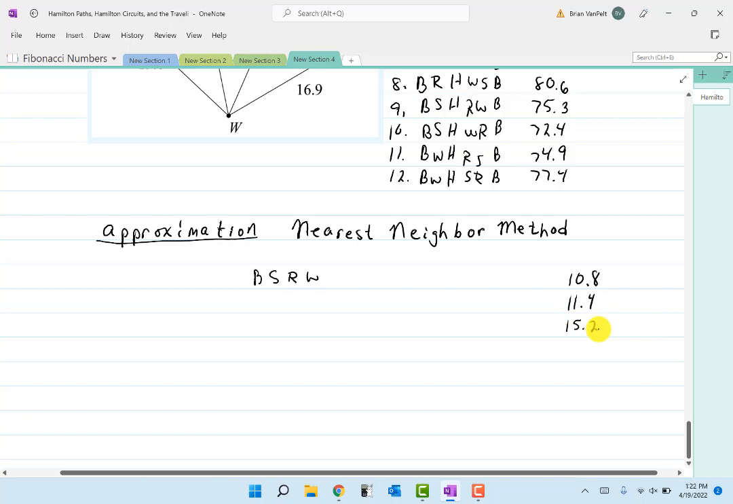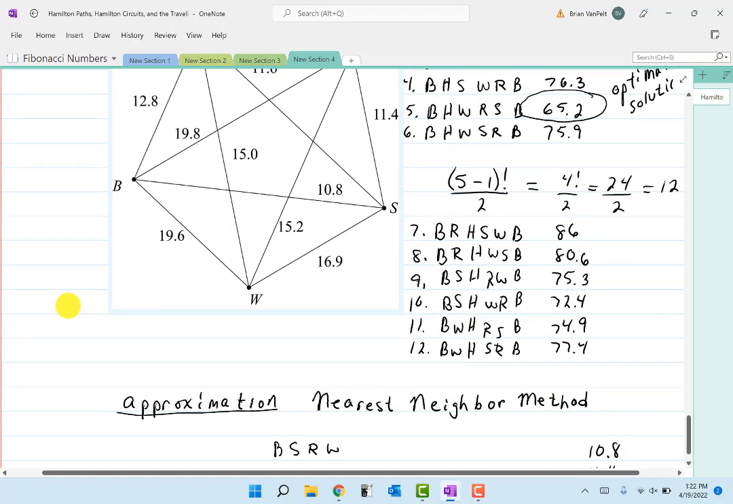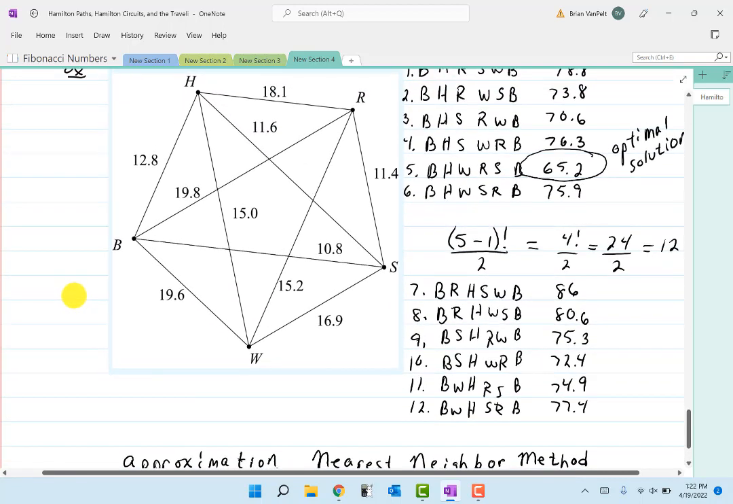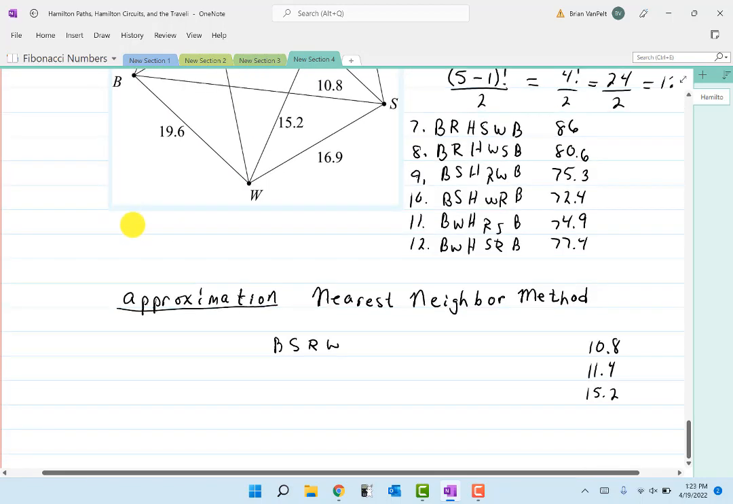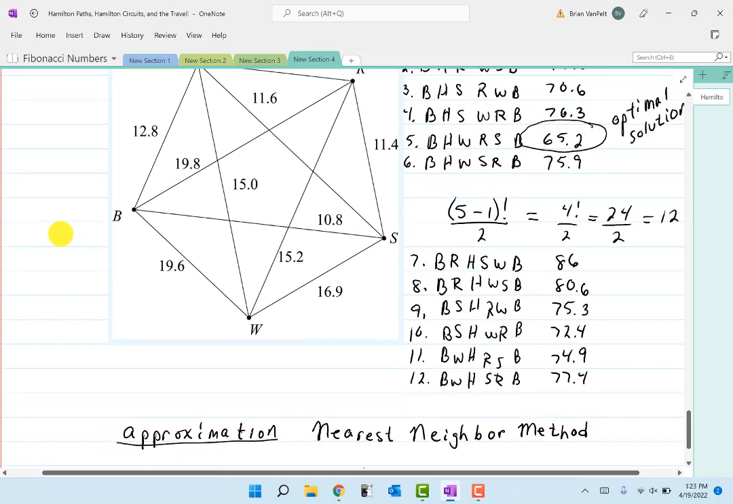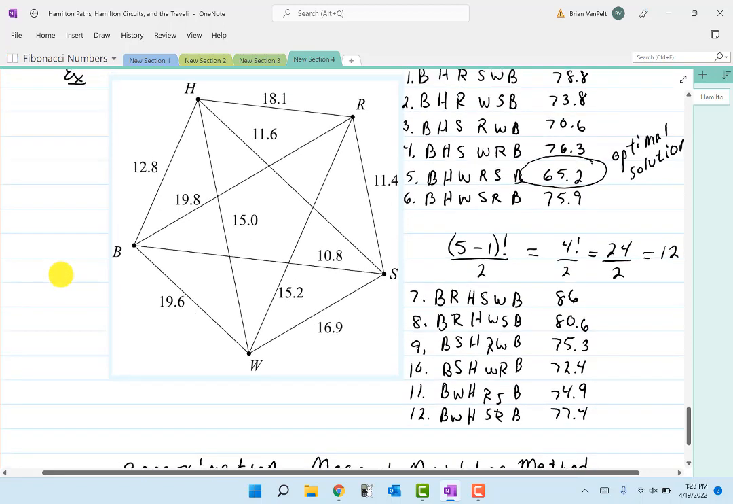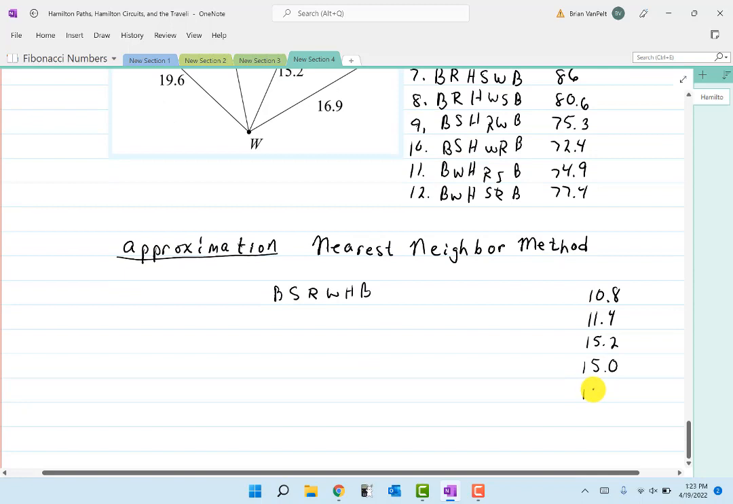So I'm just choosing the cheapest way each time. Now W is going to have to go to H, because I'm not going to go home yet. W to H is 15. Be careful with that. And then I have no choice but to go home after I do that. Sorry, I go back to B after H. That's 12.8. And what do I get?